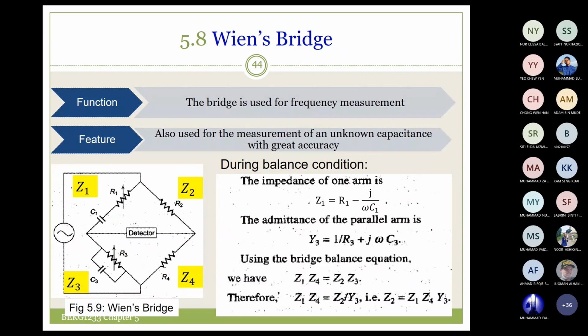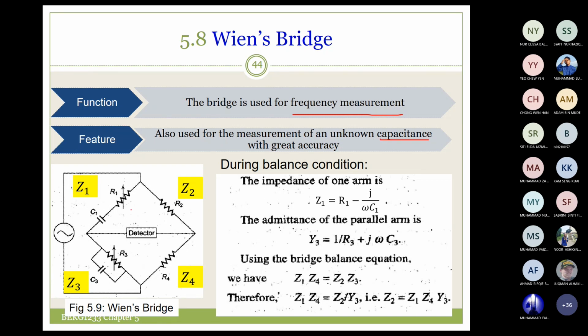Now we are going to the fourth AC bridge, which is called the Wien bridge. Normally it is used for frequency measurement. The Wien bridge is used for frequency measurement, and its feature is that it can also measure an unknown capacitance with great accuracy.